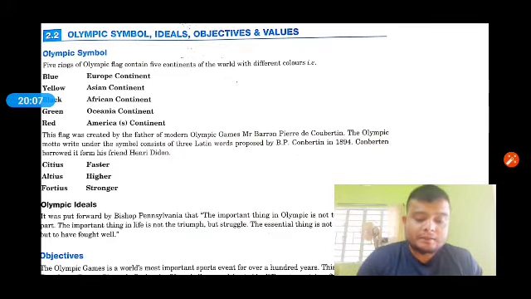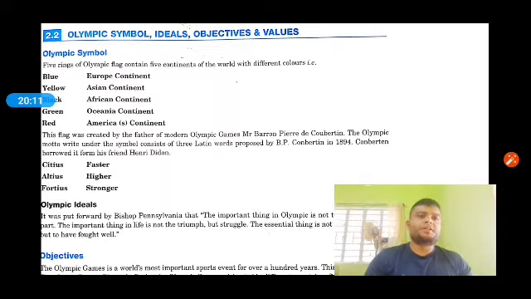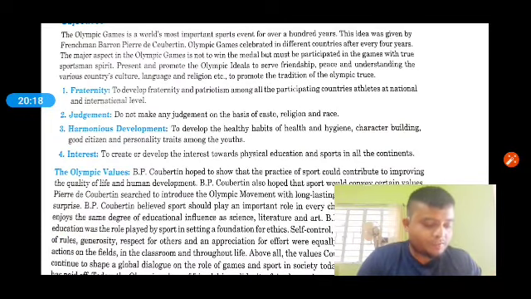Let's see the objectives. So what were the objectives? Number one, fraternity. Fraternity, you know, brotherhood between the countries and between athletes from different nations. Second one is judgment. There will not be obviously any kind of discrimination or judgment based on caste, religion, race and others. So it's a kind of unifying games of the world, the Olympics. Then harmonious development. It helps to develop healthy habits for the youth. Healthy habits, hygiene, character building, basically makes people good citizens and personalities among the youths.